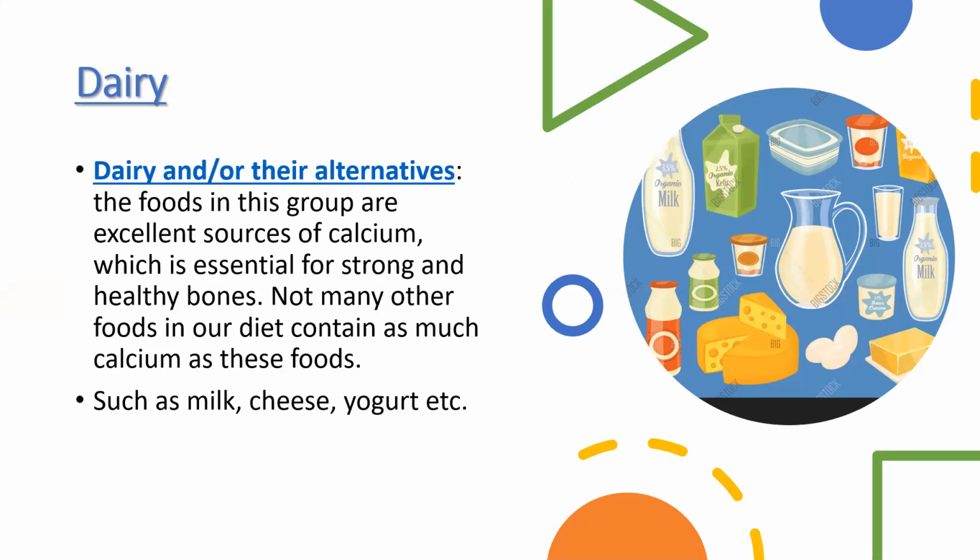Next up, we've got dairy. So dairy, the foods in this group are an excellent source of calcium, which is essential for strong and healthy bones. And not many other foods in our diet contain as much calcium as these foods. So this would include things like milk, cheese, and yogurt. This is our source of dairy.